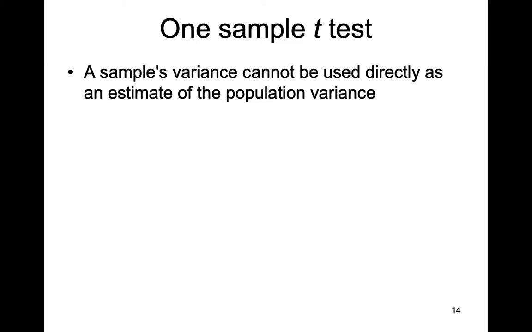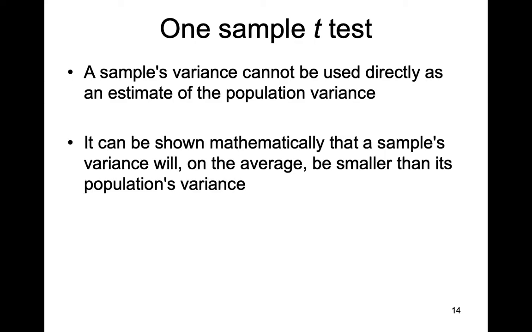Okay. Now there is one slight hitch to this, which is that a sample's variance can't be used directly as an estimate of the population variance. The reason is because it can be shown mathematically that a sample's variance will, on average, be smaller than its population variance. Okay.